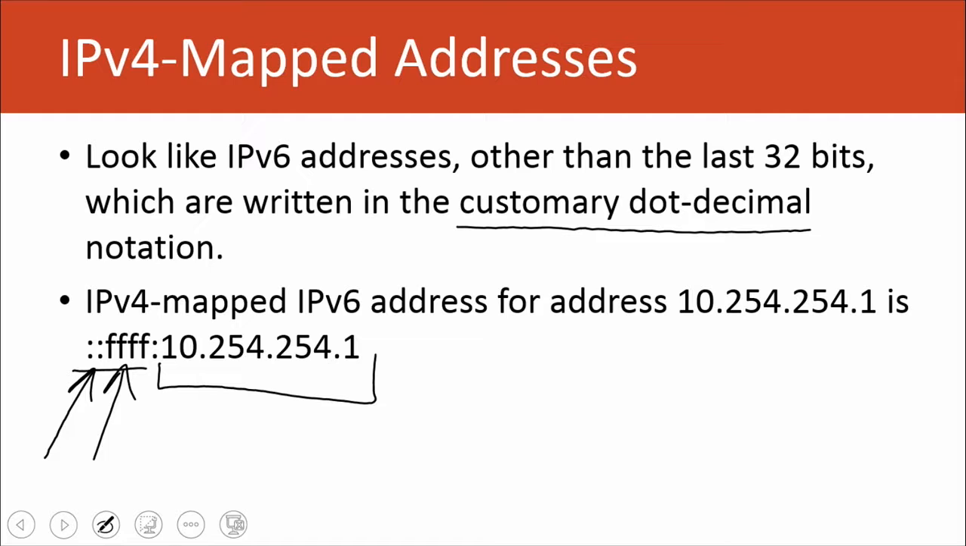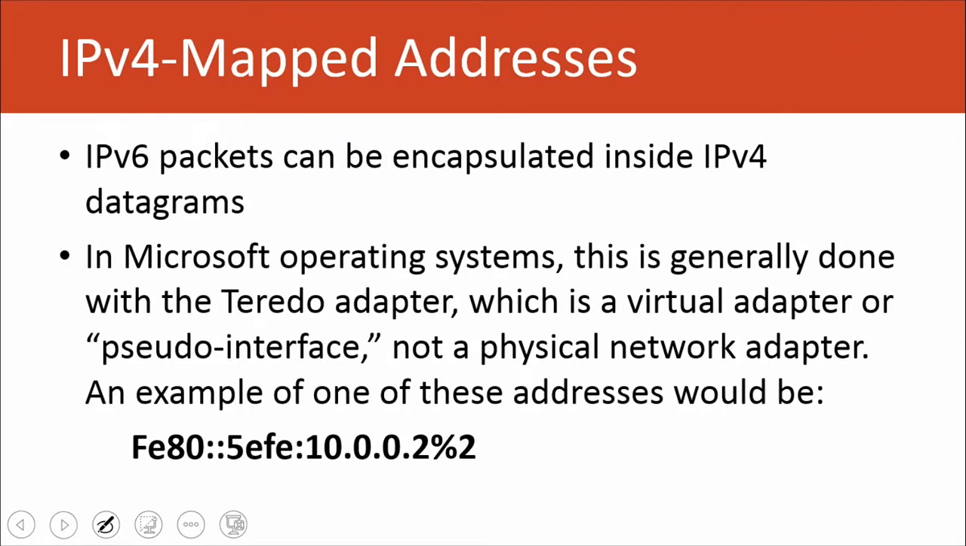Okay. So it's amazing what computers can do and how much goes on behind the scenes that we're not even aware of. And so what happens here is that, just to continue on with our discussion of IPv4-mapped addresses, IPv6 packets are encapsulated inside of the IPv4 datagrams. And then with Microsoft, it's done with something called a Teredo adapter, which is just a virtual adapter or sort of a logical interface, a pseudo interface here on the screen is what it says. And an example of these addresses is just located below.